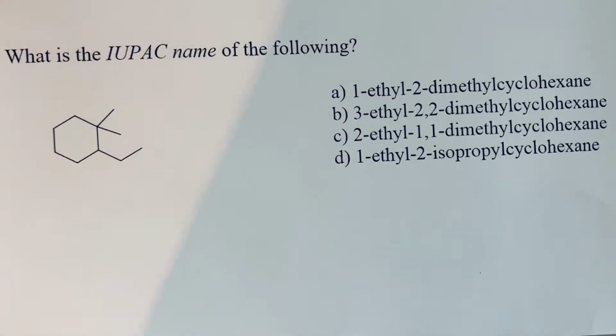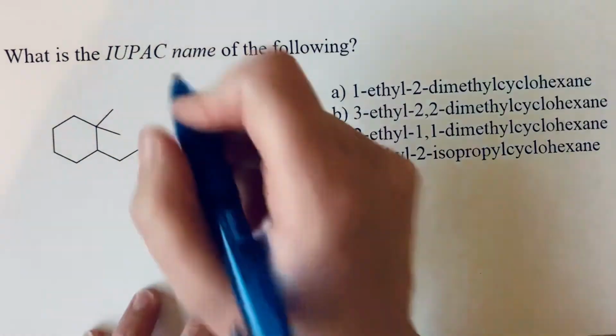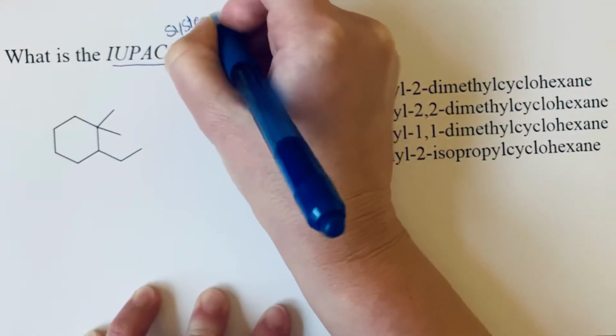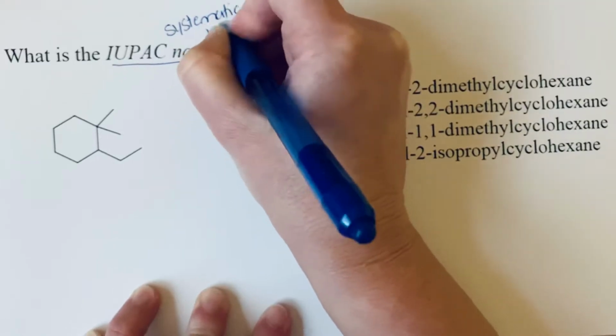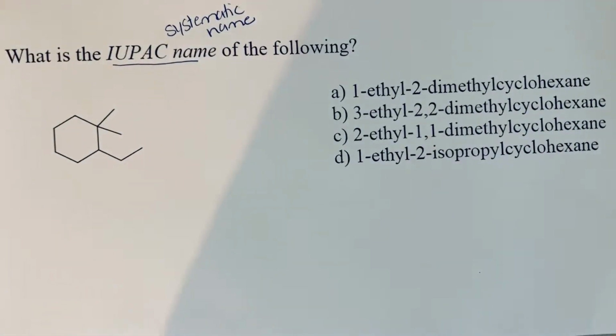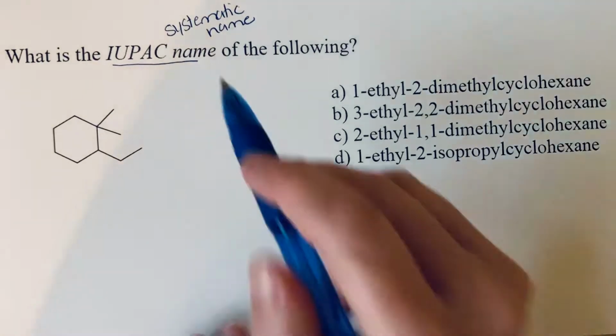What is the IUPAC name of the following? So the IUPAC name is the same thing as the systematic name. And so this is a universal way of naming organic molecules so that we can communicate with chemists around the globe, and we will all know that we are talking about the same molecule when it has the same systematic name.